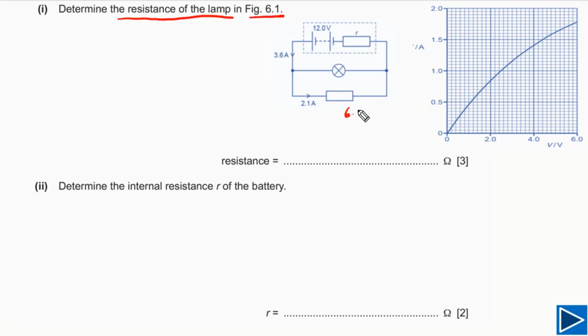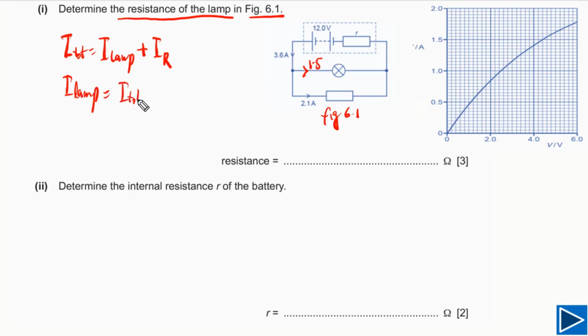The resistance of this lamp is not given, but we can find the current passing through it. The current passing through the resistor is 2.1, because the total current I total is equal to the current passing through the lamp plus the current passing through the resistor. So to find I lamp, this is simply equal to I total minus IR. In this case, I total is 3.6 minus 2.1. So the current passing through this lamp is equal to 1.5 amps.